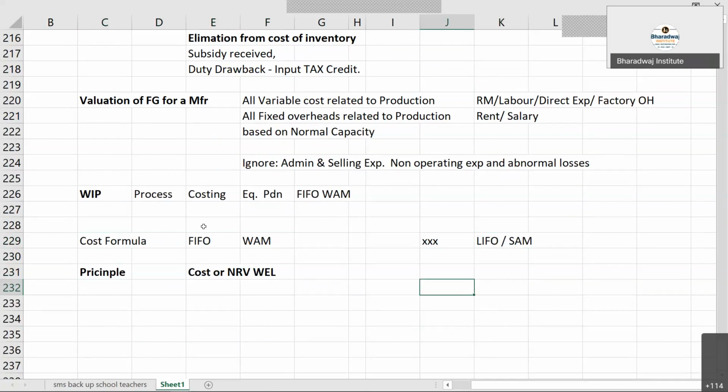Okay. There are other methods also, like the specific identification method, that is recommended. Specific identification means you identify the stock with the respective invoice price, then value the goods at cost price. Or you can go for FIFO or weighted average method, but LIFO and simple average method are strictly prohibited as per AS 2. Then the valuation principle will be cost or NRV, whichever is less.